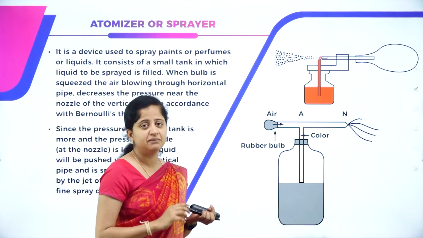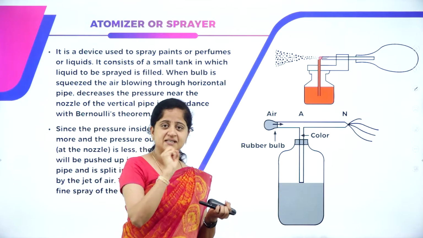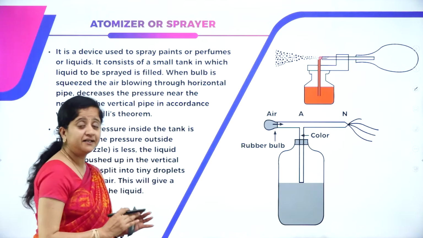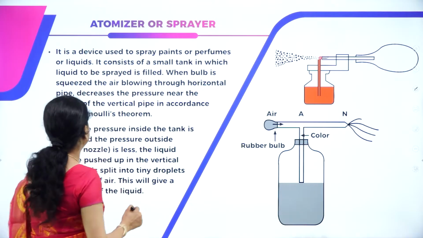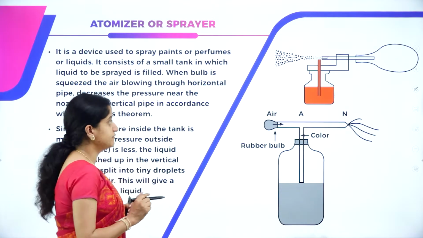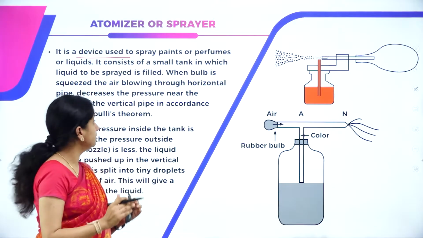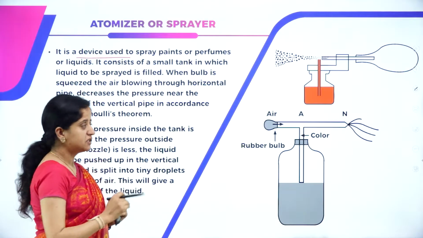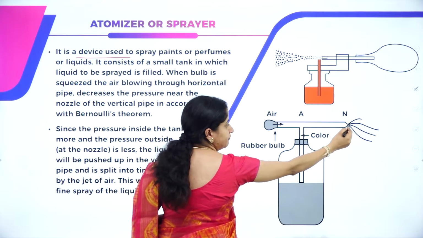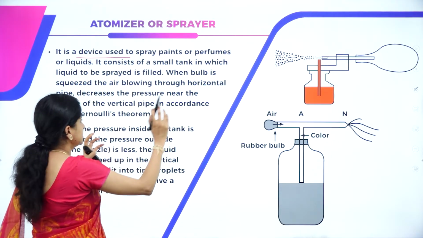Sprayers generally have a pump or a rubber bulb to squeeze, which results in the outcome of fine or tiny droplets of fluid. Let us now study this in detail. So we have the atomizer or sprayer. We have all seen this in our daily life. So what is an atomizer or sprayer? It's a device which is used to spray paints or perfumes or any liquids. It consists of a small tank, a rubber bulb, a horizontal pipe with a nozzle, and a vertical pipe. What happens if we squeeze the bulb?